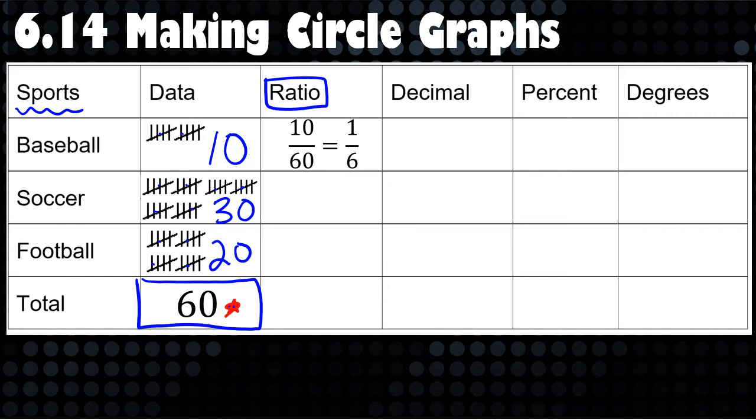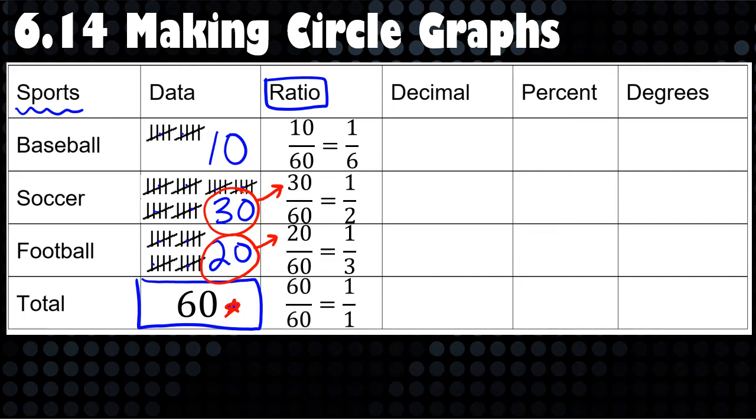So I can say that 1/6 of all the people that took the survey chose baseball. So what about soccer here? Soccer, we took 30 as our numerator. The total is going to be our denominator. So I have 30 out of 60. And when I simplify that, it simplifies all the way down to 1/2. So I can say that half the people in this survey chose soccer. And then how about football? I'm taking the part in the numerator, so it's 20 out of 60. I can simplify that to 1/3.